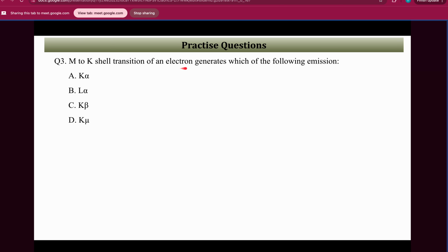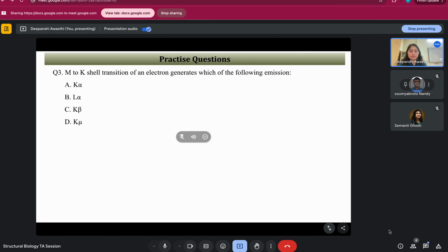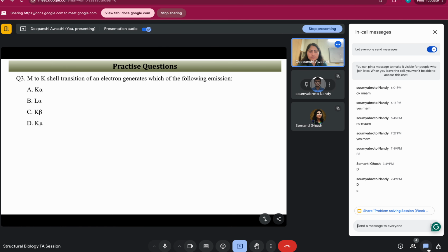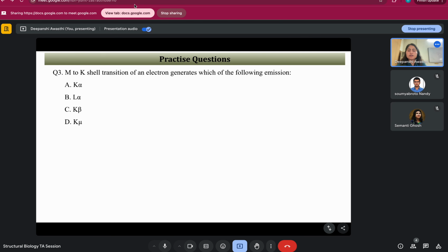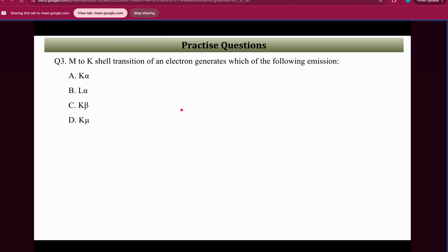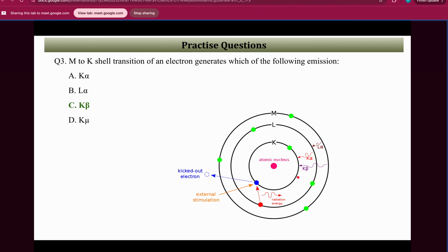Now, M to K shell transition of an electron generates which of the following emissions? K alpha, L alpha, K beta, or K mu? Okay. Yeah, you're right. It is option C, which is K beta. This also we have seen previously, that whenever an electron moves from L shell to K shell, it is called K alpha. Whereas if it comes directly from M to K, then it is K beta.